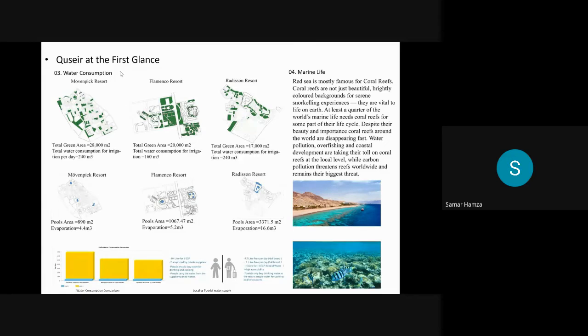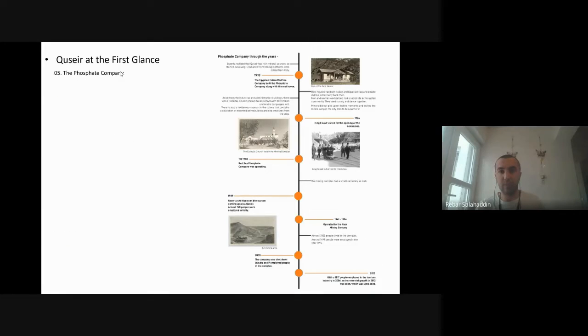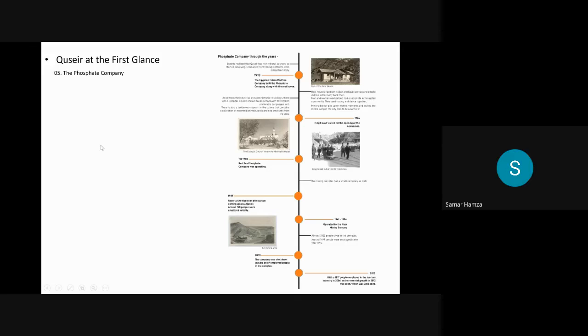Okay, next slide, please. This is the history of the factory. Summer, you can elaborate more about this. I think this is the phosphate company through the years. Our main focus area is the phosphate company, so we took a glance at how it changed along the years. But I think we can skip it to go to the more important things.